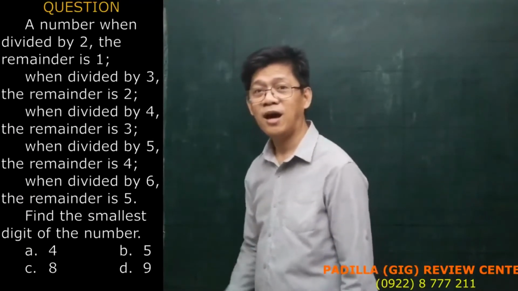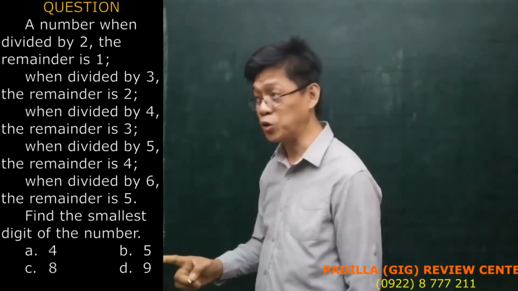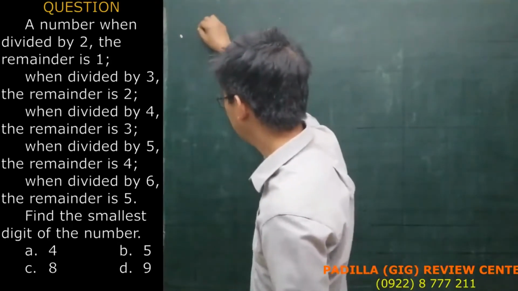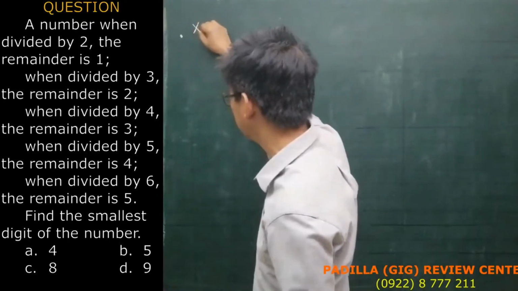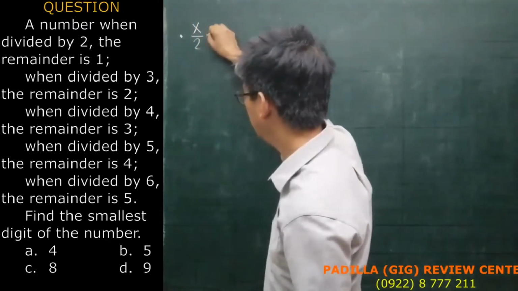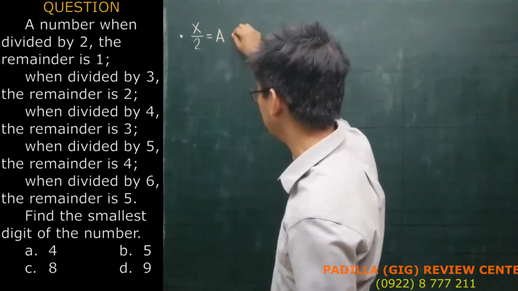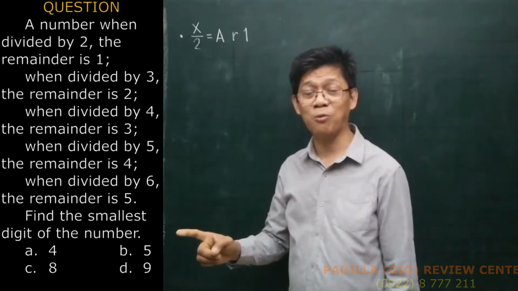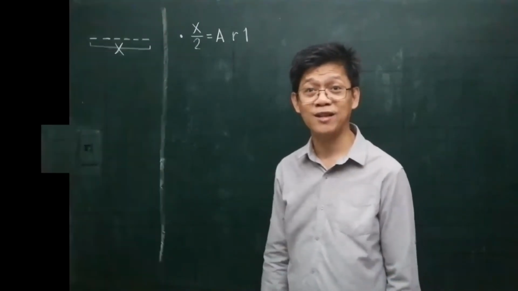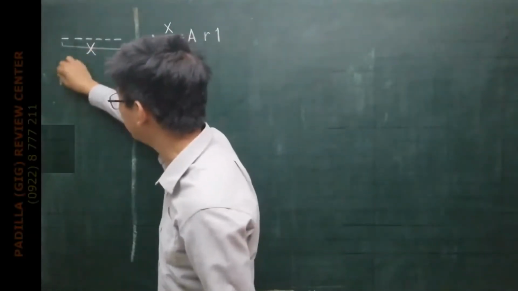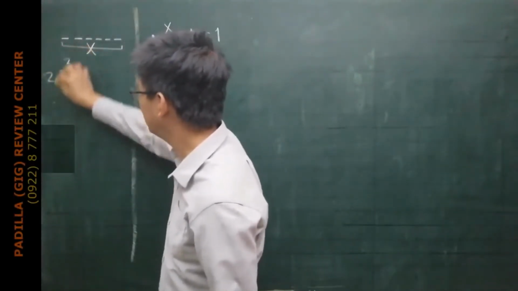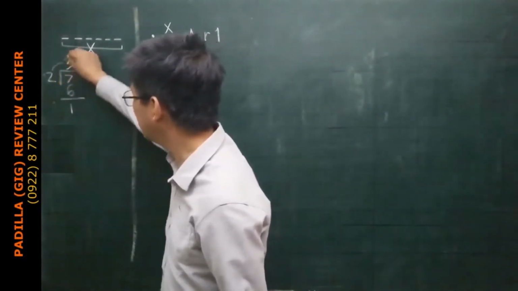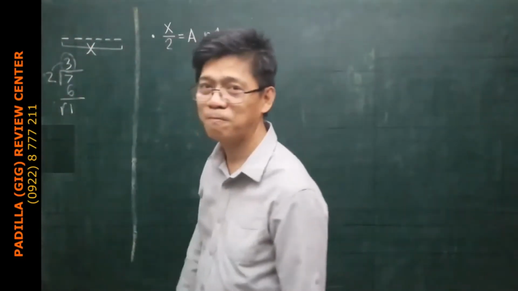Condition number 1. A number when divided by 2, the remainder is 1. Let's put that in equation form. Let us say that the number is x divided by 2. Let's say that A is the answer, remainder 1. The wordings of the problem remind us of our division in grade school, right? So example, 7 divided by 2, it's 3. 3 times 2 is 6. 7 minus 6, 1. This is the answer and this is the remainder.